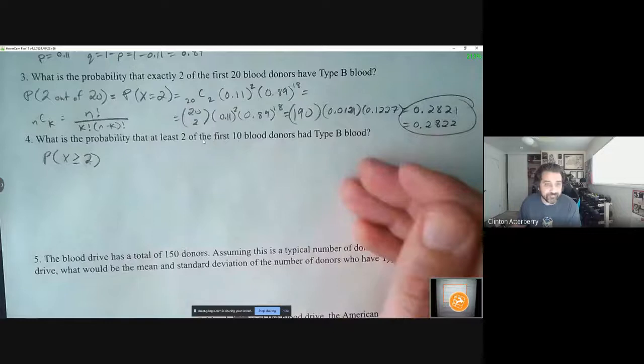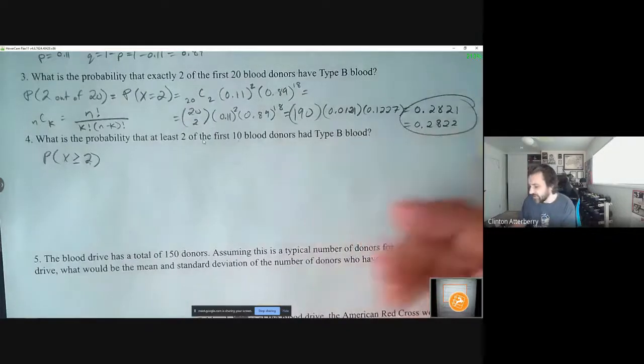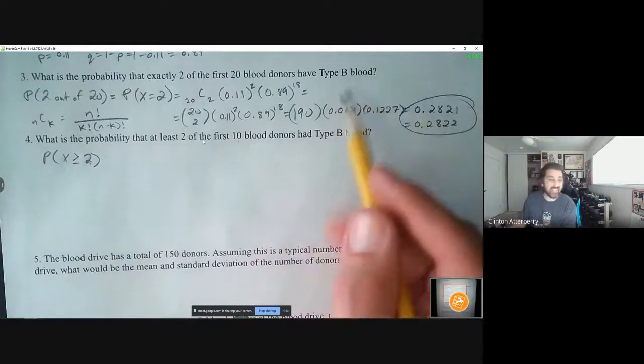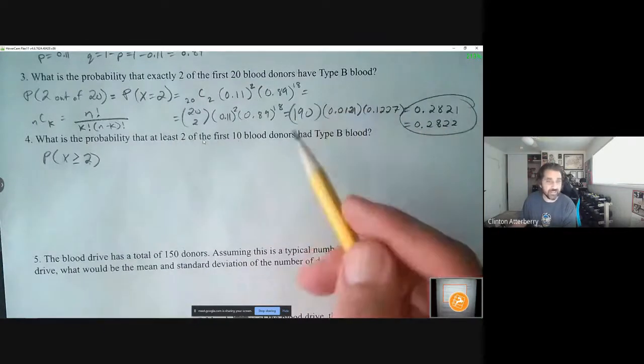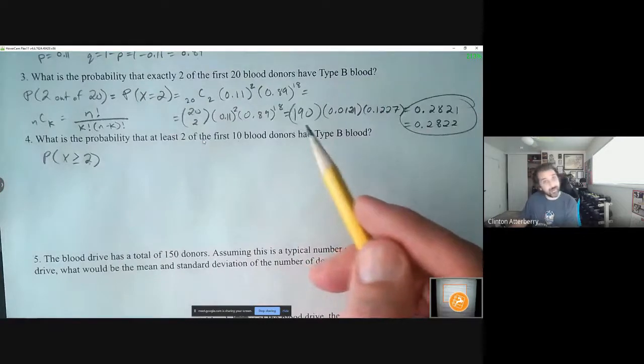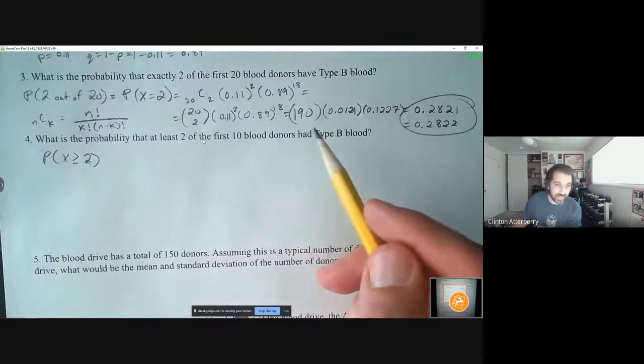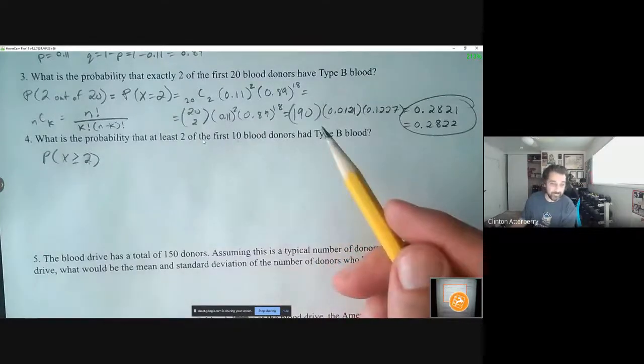Okay. And do it for 2, do it for 3, do it for 4, do it for 5, 6, 7, 8, 9, 10, and then add those all together, because it could be 2, or it could be 3, or it could be 5, or it could be 6, or it could be 7, or it could be 8, or it could be 9, or it could be 10. That sounds like a big pain, right?